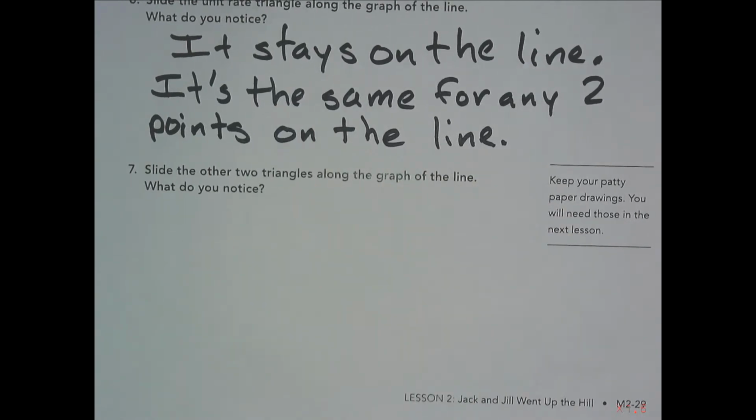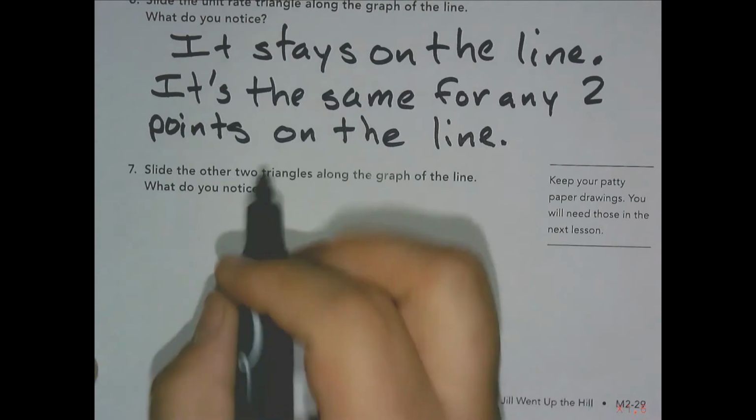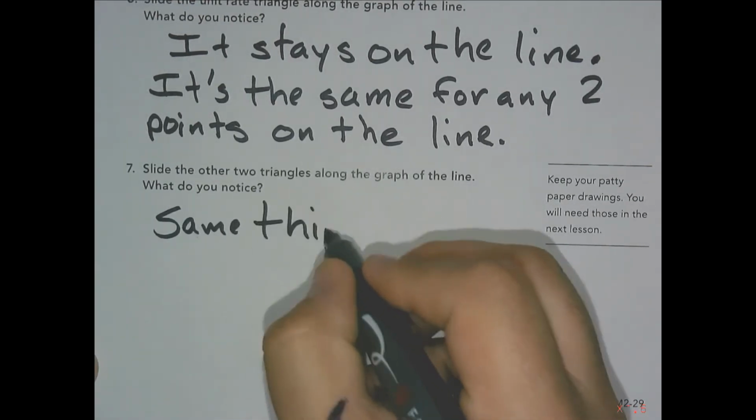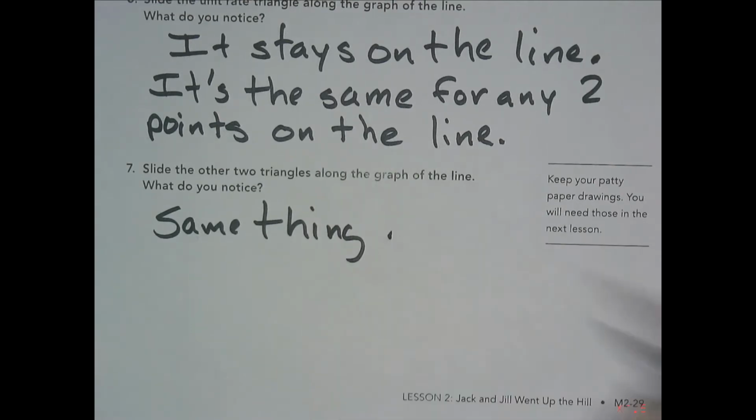So now it says slide the other 2 triangles on the line. What did you notice? Same thing. It stays on the line. It stays in the grid. They never go off the grid. Does that make sense? So now let's move to the next page. Can I move to the next page?